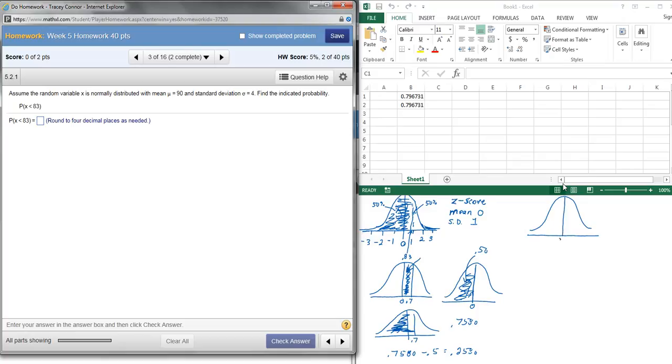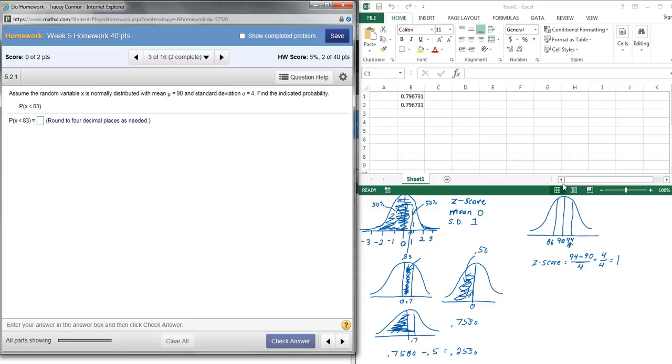For this one, our mean here is 90. If we were to go one standard deviation above, we would get to 94, so I'm just adding 4, and subtracting 4 for below. If you want to know the z-score associated with 94, we would take 94, and remember the formula is x minus our mean divided by our standard deviation, which is given in the problem. If you do this computation, you get 1.